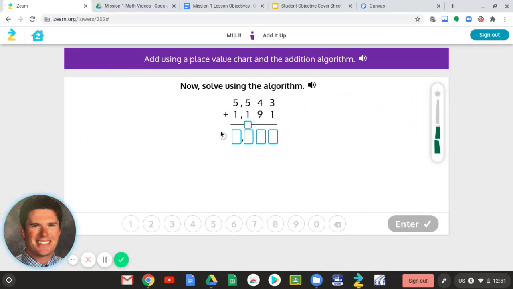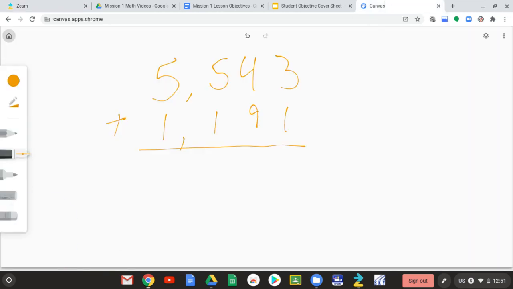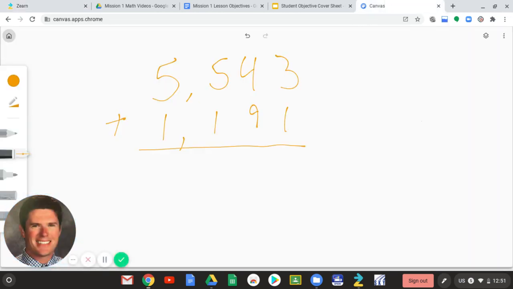Now, if we're looking at this problem, it wants us to solve using the algorithm. Algorithm is just the fancy way of saying an equation. So you're going to solve it just using our addition equation. So if I have 5,543 plus 1,191, okay, I already have this drawn up here.